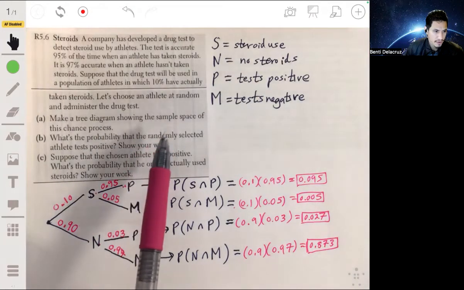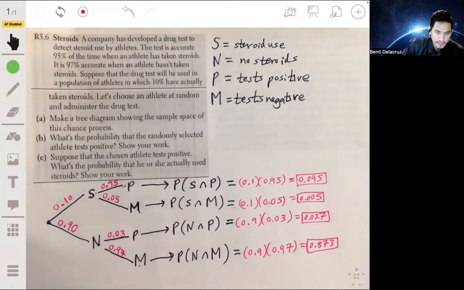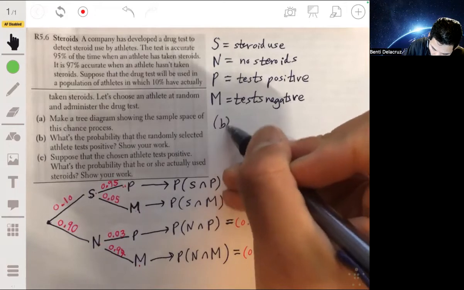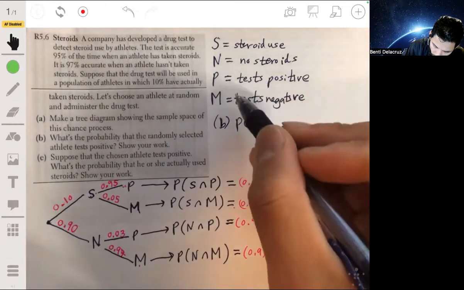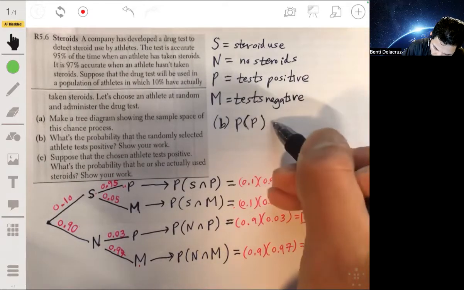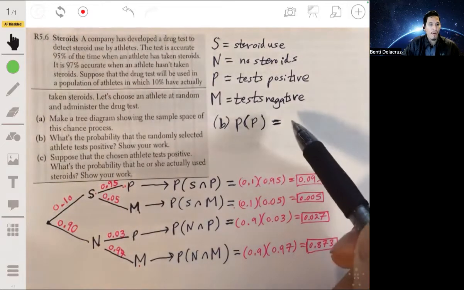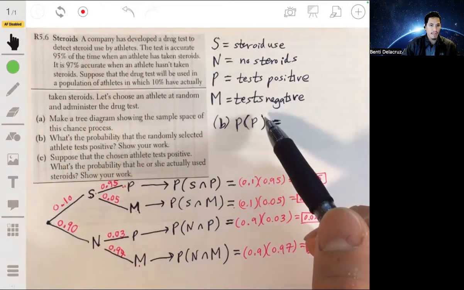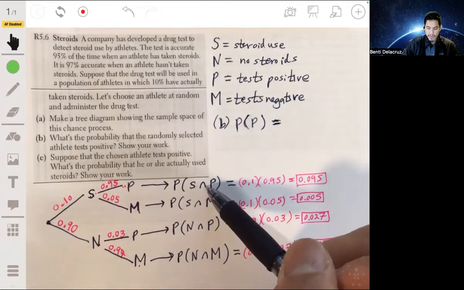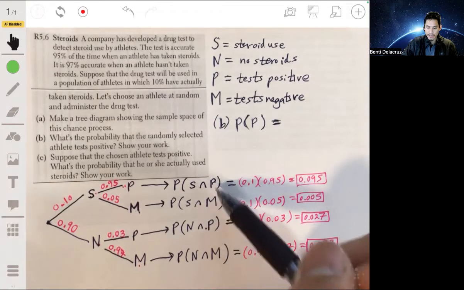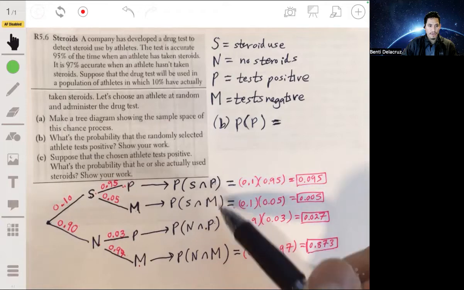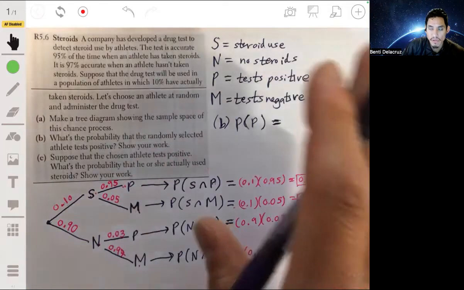So what's the probability that the randomly selected athlete tests positive? So part B, trying to figure out the probability that they test positive, probability of P. Now, there's 2 possible ways that this can happen. They can either be a steroid user and test positive, or be a non-steroid user and test positive. So all you have to do is add these 2 probabilities up, because both those together make the total possible ways you can test positive.